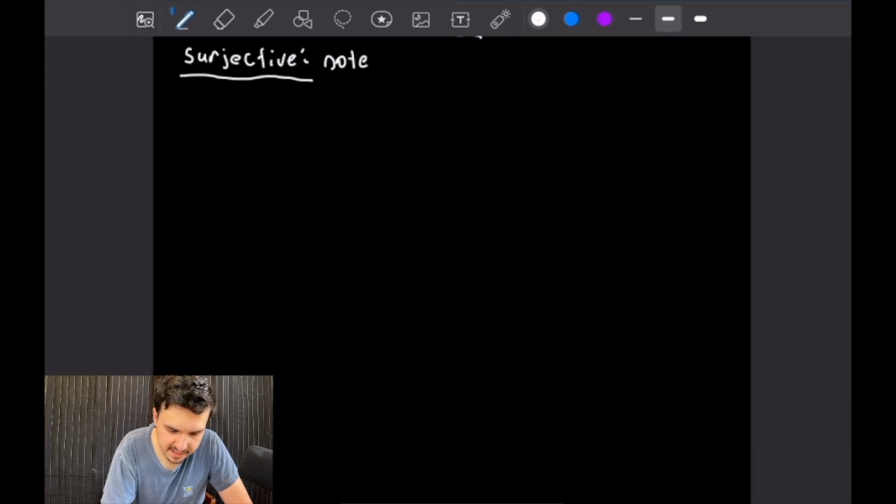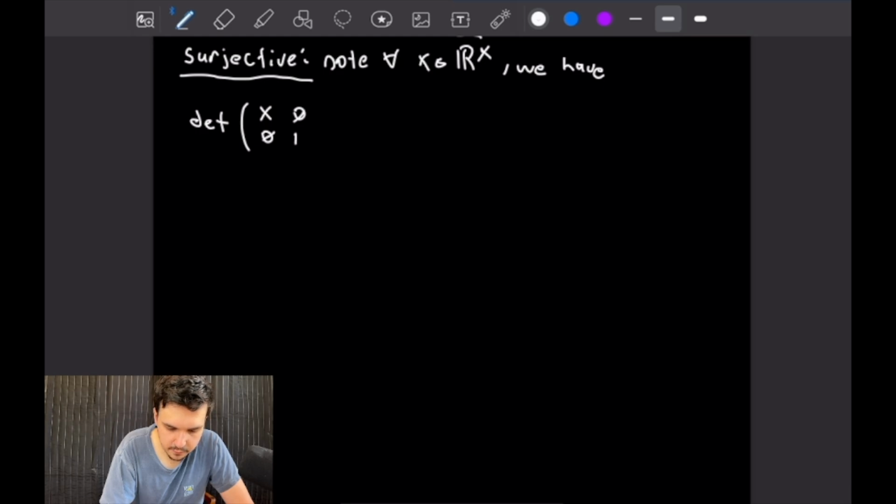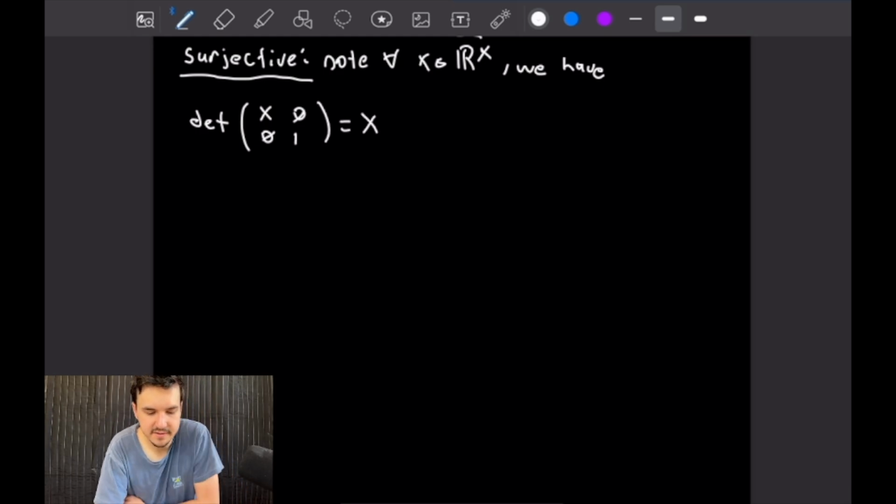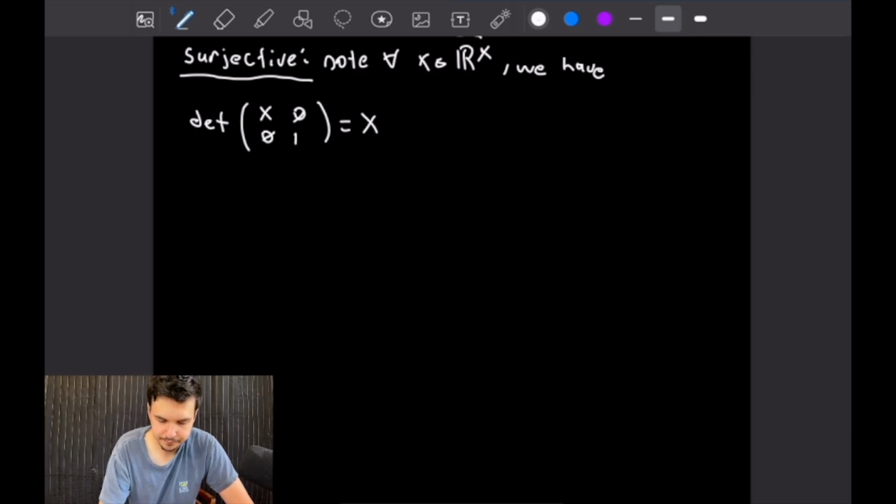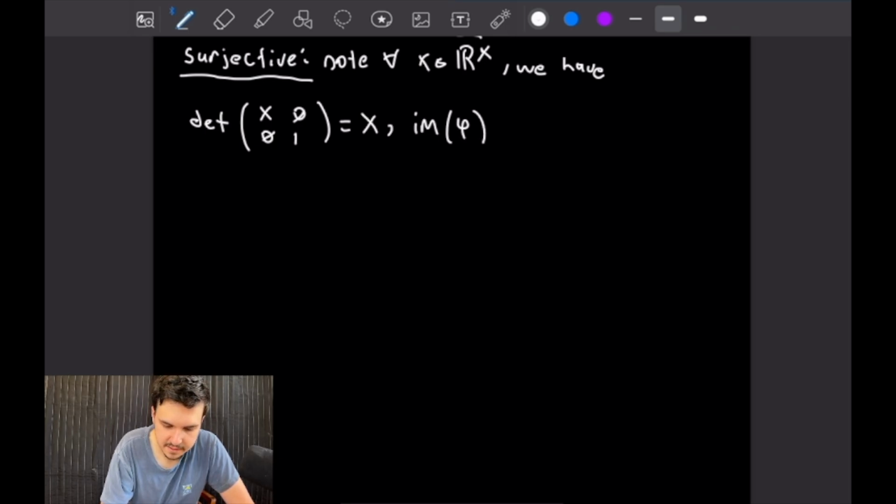Great. And so now we want to take a look at surjectivity, and surjectivity here is rather easy to prove if we're just a little creative. So for surjectivity, we want to note that for all x in R×, we have the following map to x, and that is that the determinant of the following matrix, where we have x, 0, 0, 1, is going to be simply equal to x, which is obvious because if you take the determinant of this 2 by 2 matrix, you get x times 1, which is x, minus 0 times 0. And so thus we have surjectivity, and that the image of our map, which we have called phi, must be equal to all of R×.